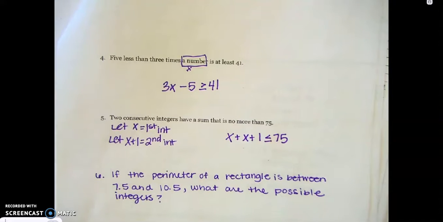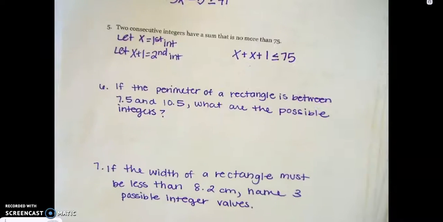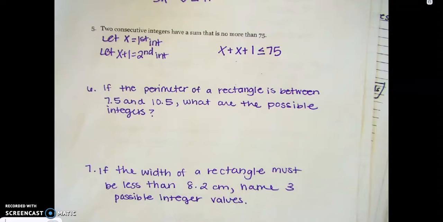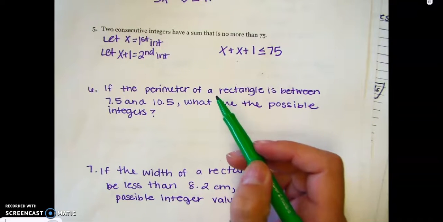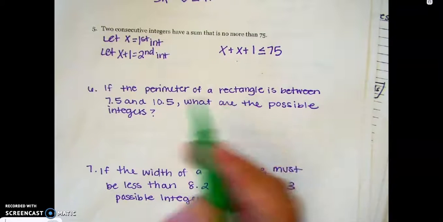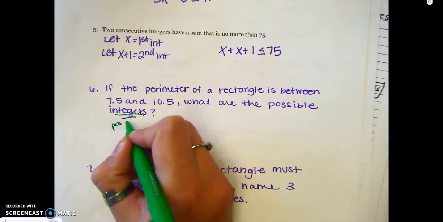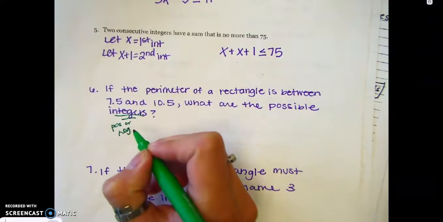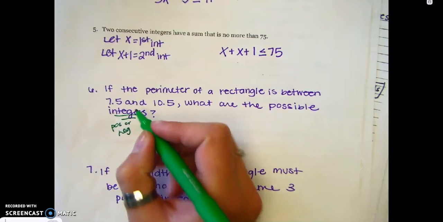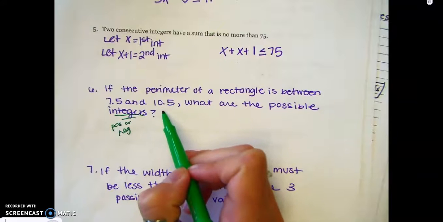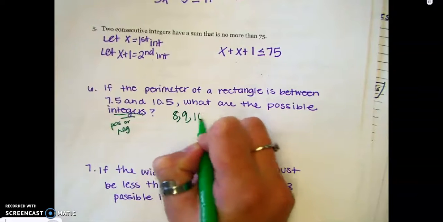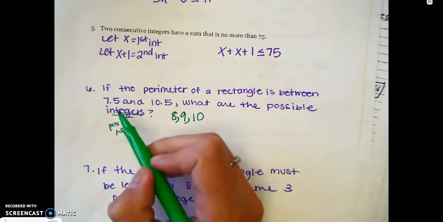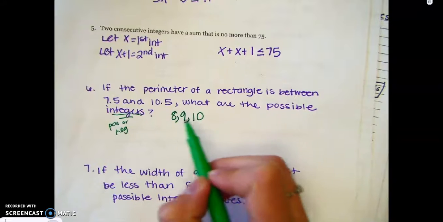Now we're just working with inequalities. The only other thing I want to talk about is possible answers when I have an inequality. It says, if the perimeter of a rectangle is between 7.5 and 10.5, what are the possible integers? Integers are any positive or negative counting number, so it can't be decimals. The only whole numbers between 7.5 and 10.5 are 8, 9, and 10.